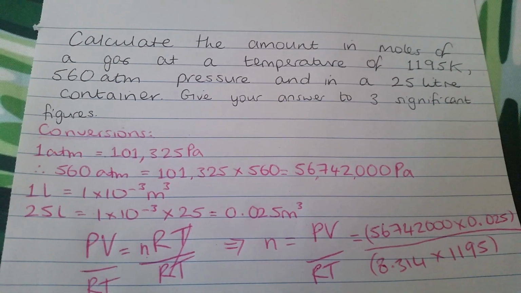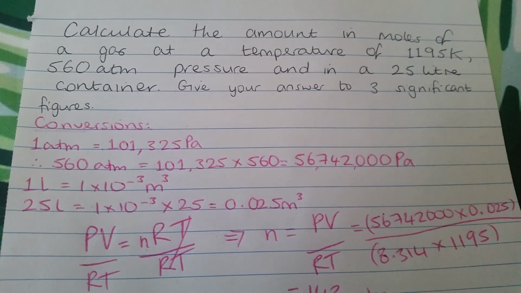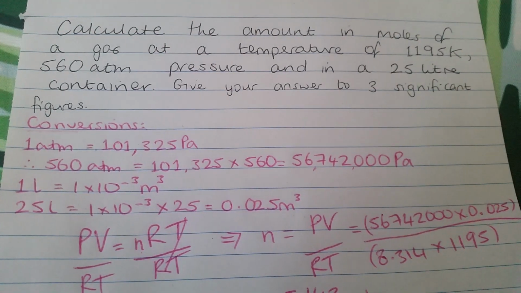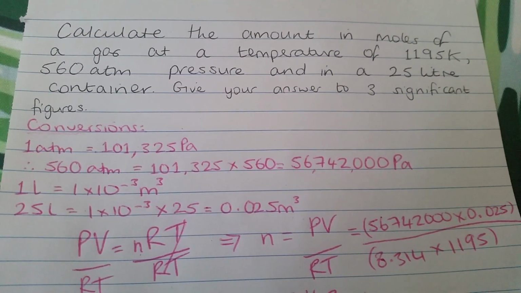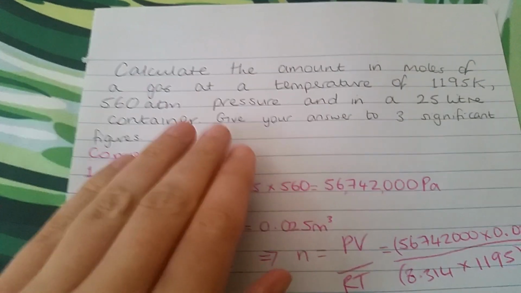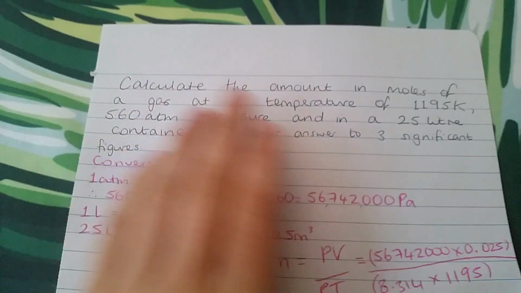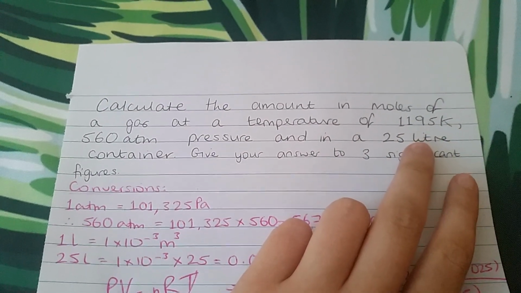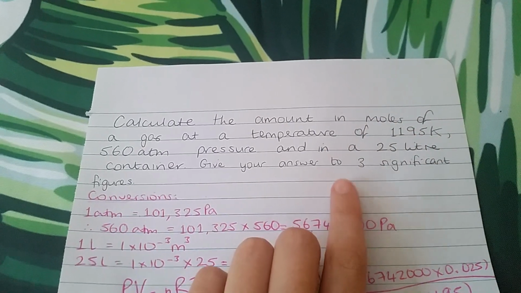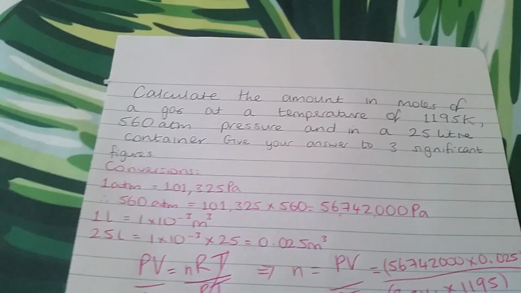Our next question is a little bit more complicated because there's more that we need to convert. So in this question, we're asked to calculate the amount of gas in moles. We're given a temperature that's already in Kelvin, so we don't need to do anything with that value. We're given a pressure in atmospheres that we need to convert into pascals. And we're given a volume in litres that we need to convert into meters cubed. And again, we have to give our answer to 3 significant figures. So it's about 2 marks.